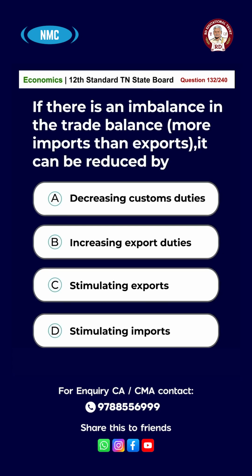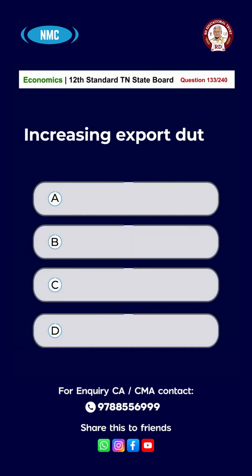Question number 132. If there is an imbalance in trade balance, more imports than exports, it can be reduced by A. Decreasing custom duties, B. Increasing export duties, C. Stimulating exports, D. Stimulating imports. The answer is option C. Stimulating exports.